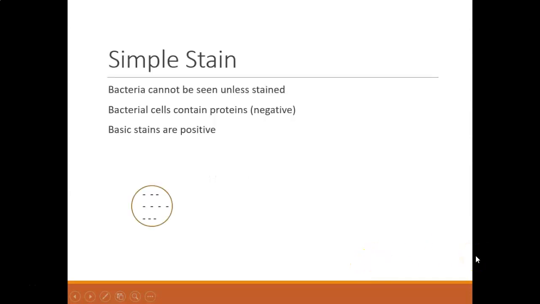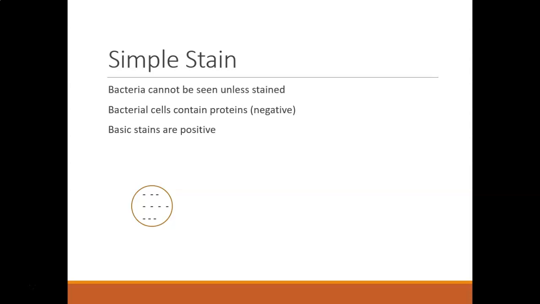There we go. So we stain bacteria because bacteria are invisible otherwise. If you look at a bacterial smear under a microscope, you're not going to be able to tell a cell from anything else on that slide. They are invisible, and so we use stain to make a bigger contrast between the cell and the background.